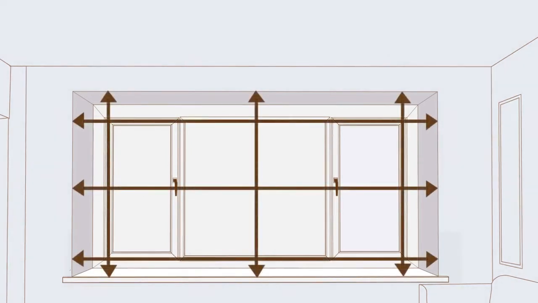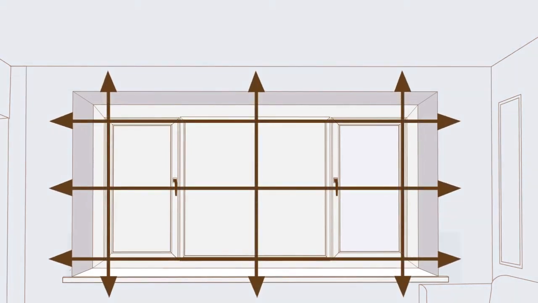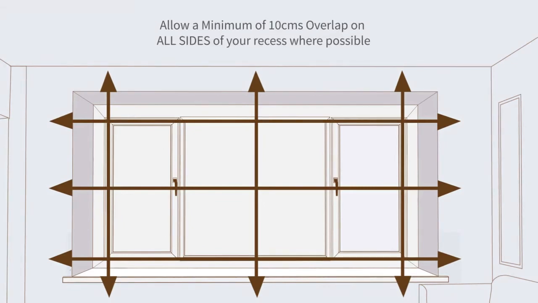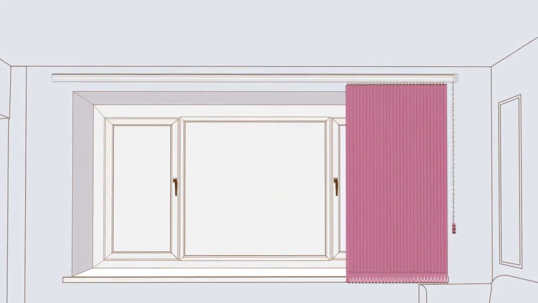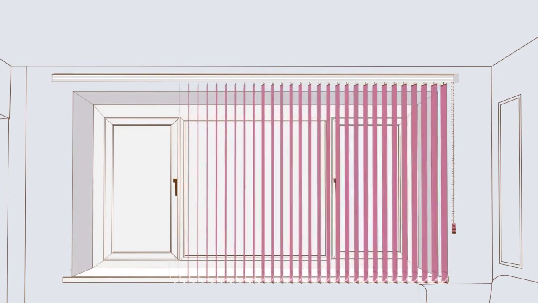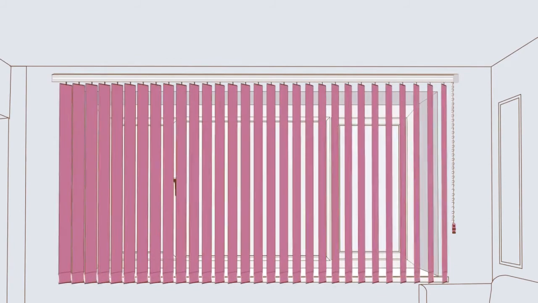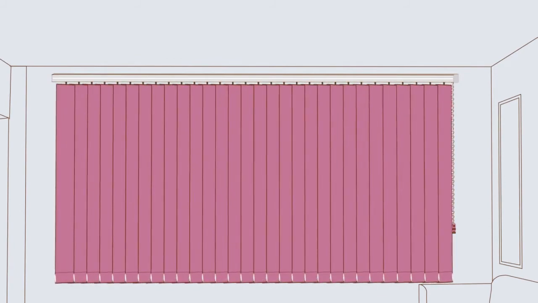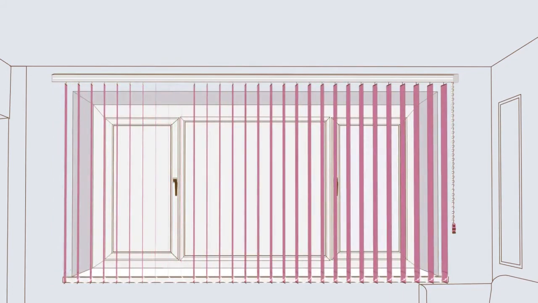You then need to add for the blind to overlap the recess, both to the width and drop. We would recommend a minimum overlap of 10 centimeters each side and the same above and below. Again, always look for any obstructions. Once you have added the allowance, you will have your exact blind size.